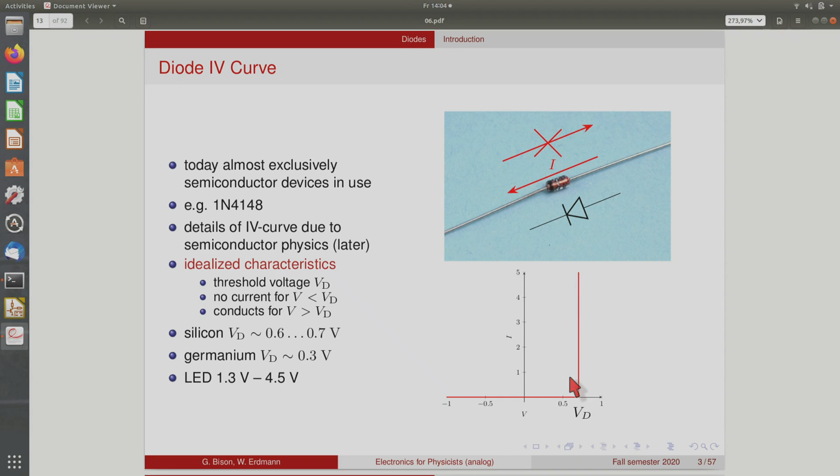This threshold voltage, or diode voltage, for silicon PN diodes is typically of the order of 0.6 to 0.7 volts. For other kinds of semiconductors, for germanium, for instance, it's 0.3 volts. And for the semiconductors that are used in LEDs, it's somewhere between 1.3 and 4.5 volts, depending on which material is used, because for different colors you need different materials.